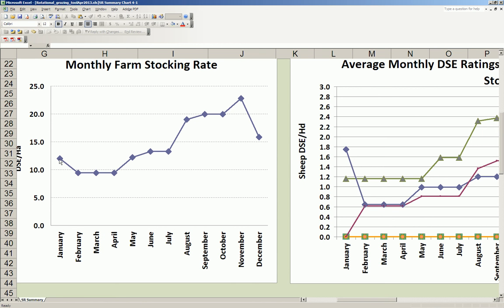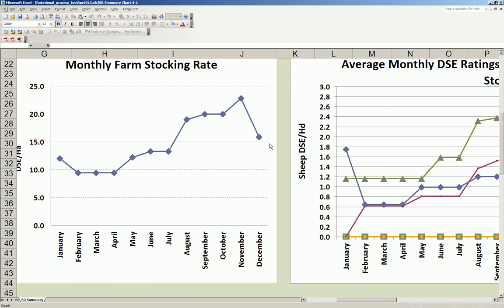So you can see here in January we start out at about 12 DSEs per hectare, and then the calves are weaned off in February, and we go down to about 9 DSEs per hectare, and then it builds up through the winter period, and then boom, in August we're lactating for both our cows and our ewes, and then our peak stocking rate is here in November when we've got lactating cows, lactating ewes, and then obviously the lambs are weaned off, the calves are sold, and we go back down in December.